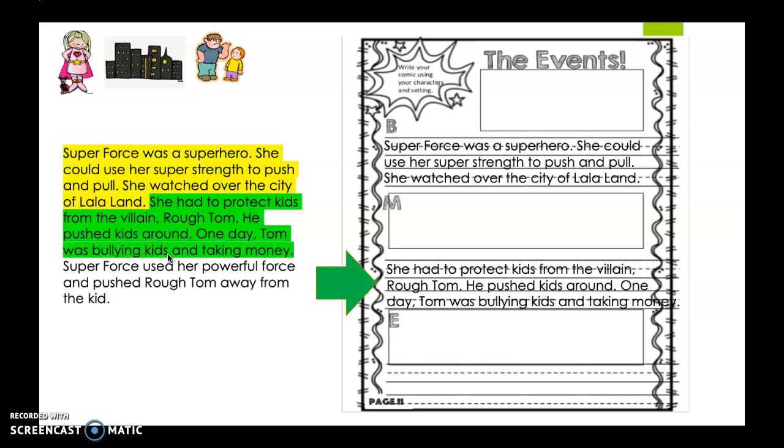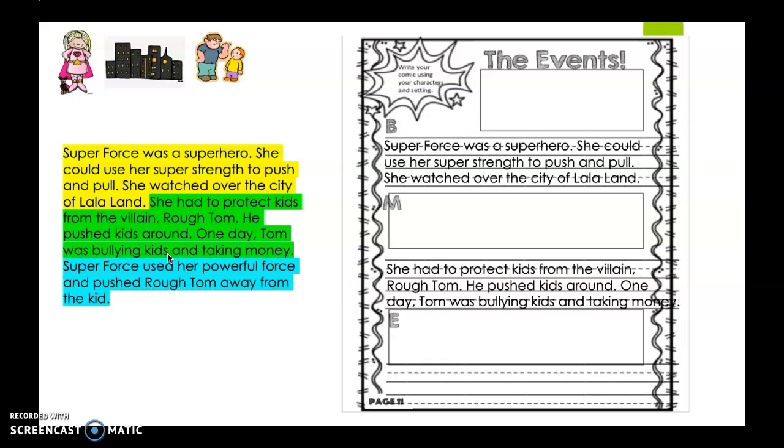Those are my events. She had to protect kids from the villain, Rough Tom. He pushed kids around. One day, here's my event, Tom was bullying kids and taking money. So I introduced my villain in the middle, and I told an event, which was also a problem. So now I know what Superforce has to do.